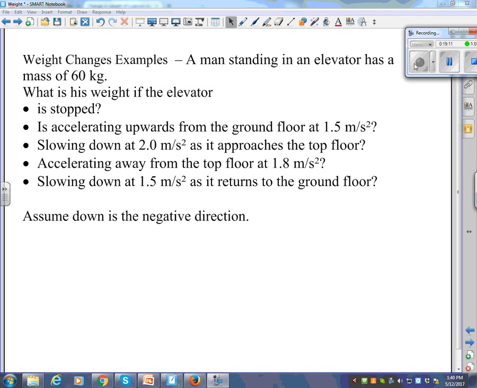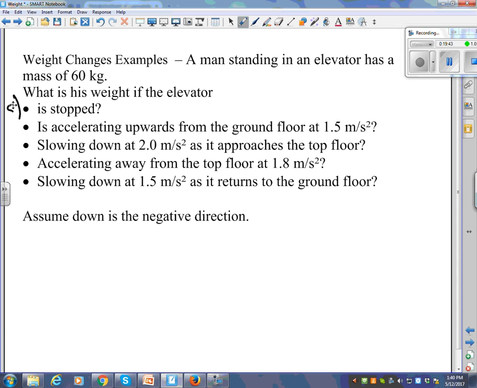All right, so we have a man standing in an elevator. Doesn't need to be a person. Standing in an elevator, he has a mass of 60 kilograms. What is his weight if the elevator is stopped, accelerating upwards from the ground floor at 1.5, slowing down at 2 as it approaches the top floor, accelerating away from the top floor at 1.8, and slowing down at 1.5 as it returns to ground floor? Assume down is negative. Let's do A first, obviously. Let's do the easy one.